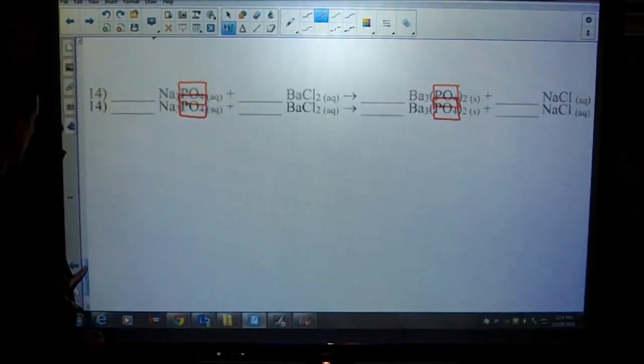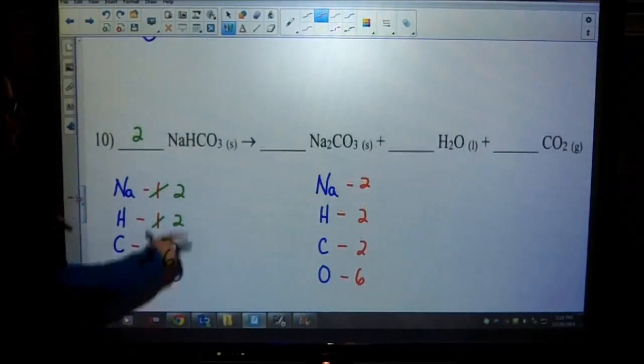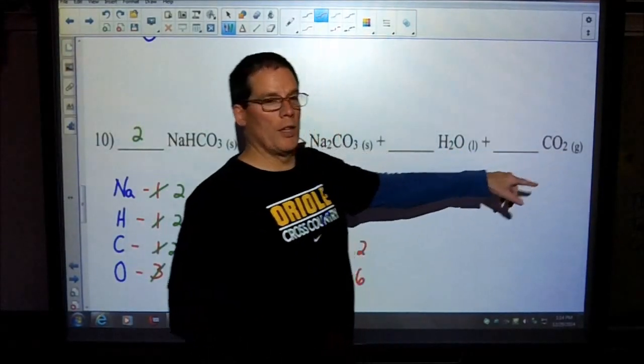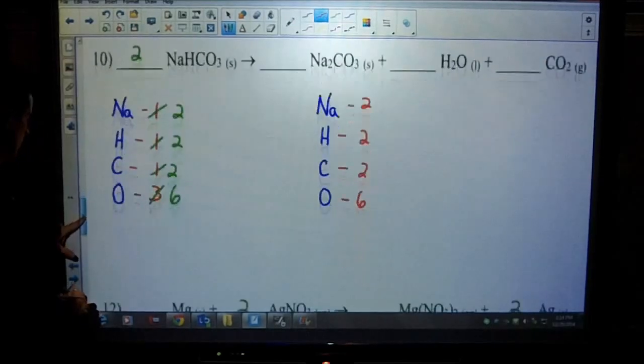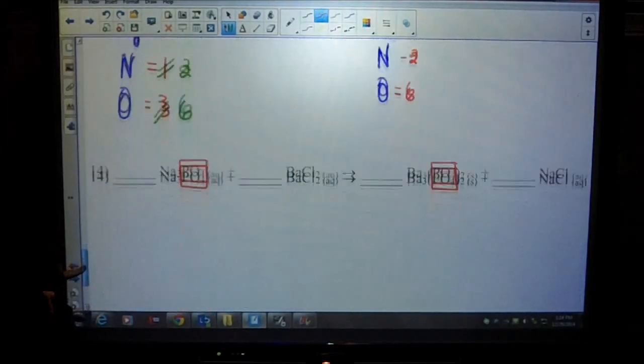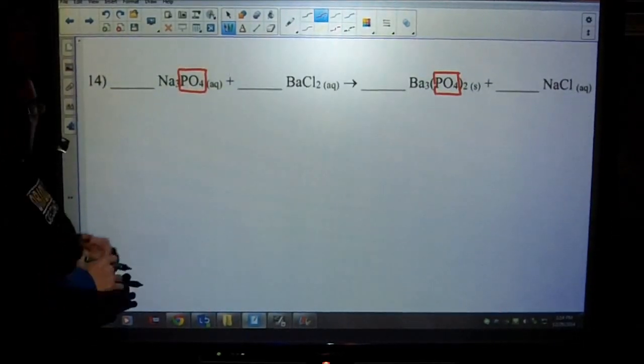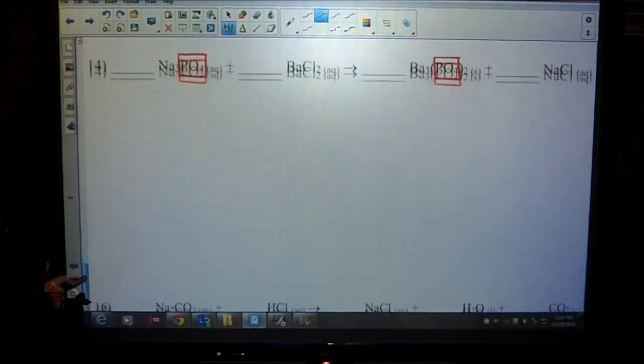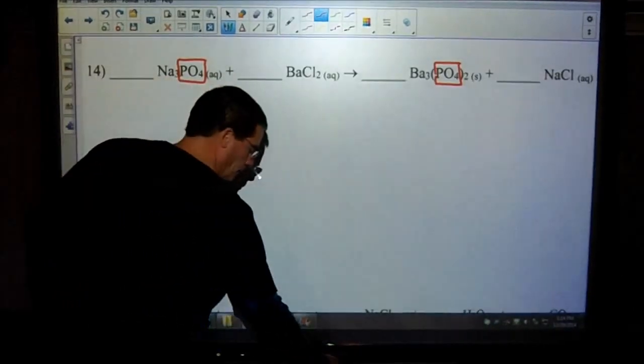Now we could not do that over here because the carbonate, yeah, it was a carbonate here, but it also changed into a carbon dioxide, so you don't want to try that. So if that doesn't make sense, that's fine. All right, so if you want to do the long inventory method that I showed in the previous, go ahead and do that. I'm going to show you a quicker way here.